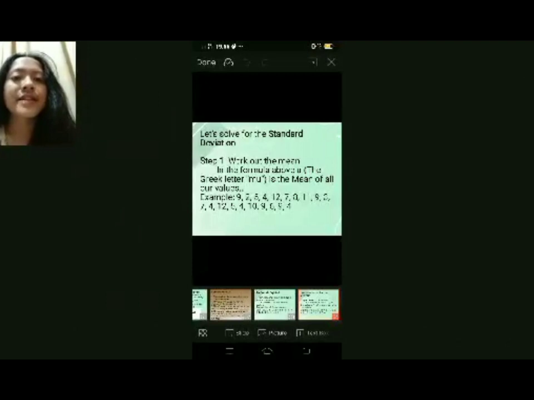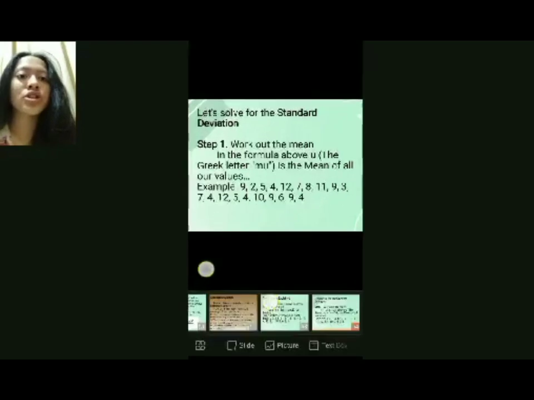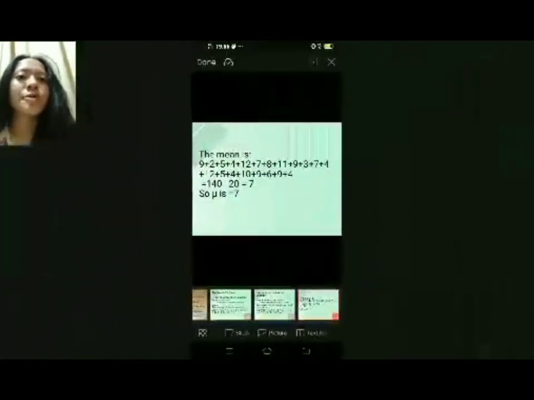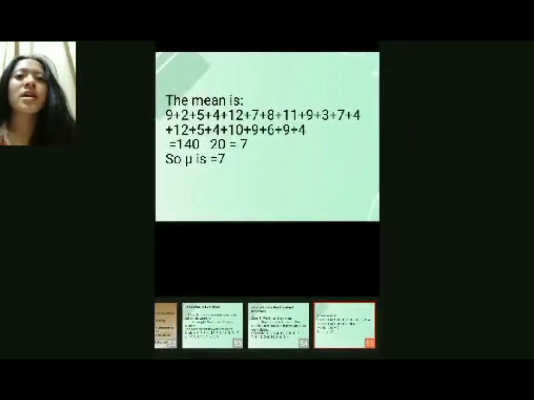So, let us solve for the standard deviation. So, ato to siyang gamiton sa pag-calculate sa standard deviation. So, ang unang step 1 is to work out the mean. In the formula above, we use the Greek letter mu as the mean of all our values. So, for example, 9, 2, 5, 4, 12 sa katong gingon nga mga value ganiha nga naa si Rose. So, etc. No? Naa man siya diri 9, 2, 5, 4, 12, 7, and so on. So, the mean is 7.